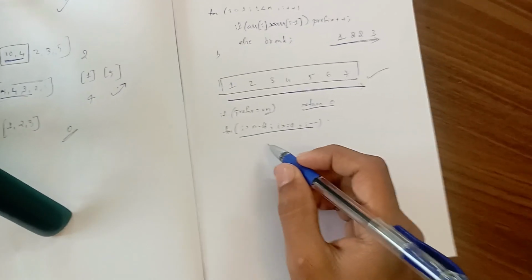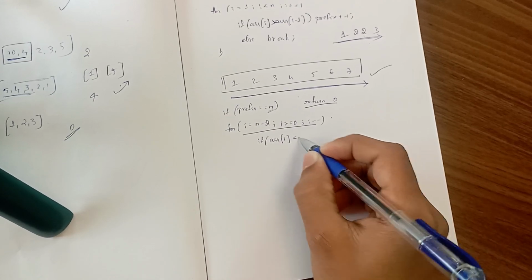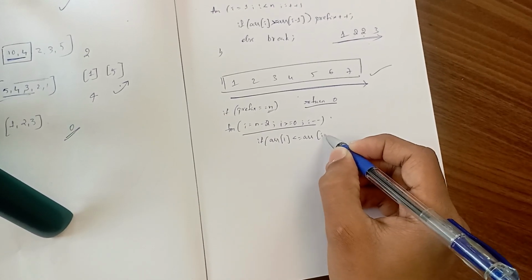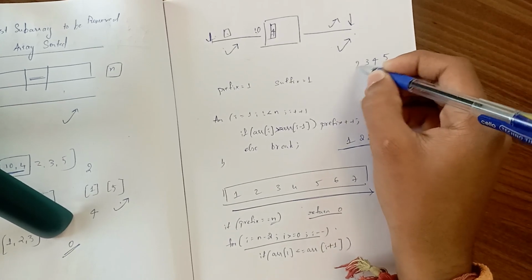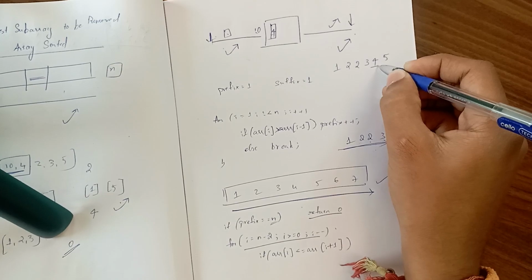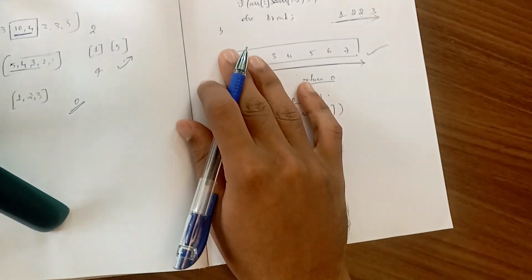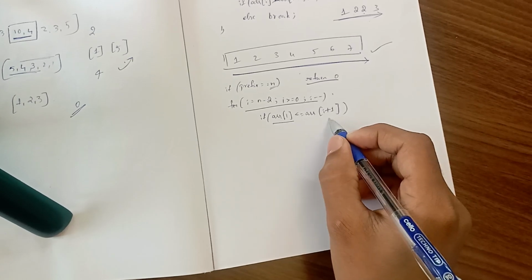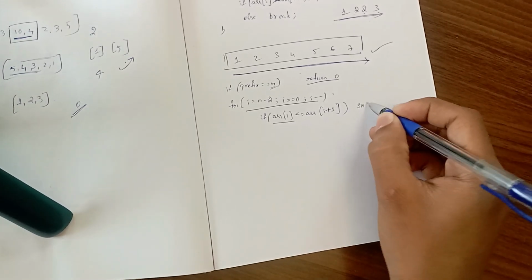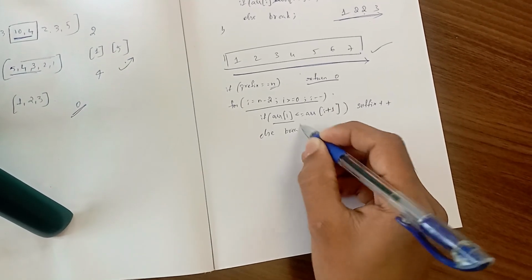And then here, if array of i is less than or equal to array of i plus 1. Remember, we are going from the end. That means we get 5, 4, 3, 2, 2, 1. When we are at 4, we need to check if the present element is less than or equal to the next element, then we increase our suffix, else we break the loop.